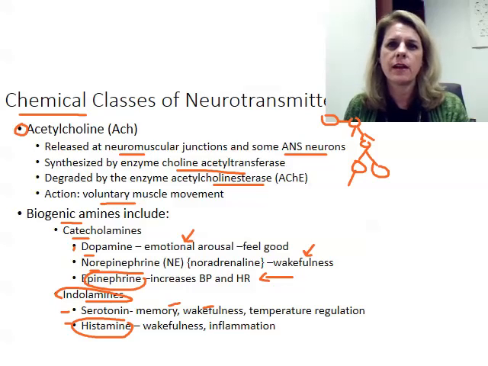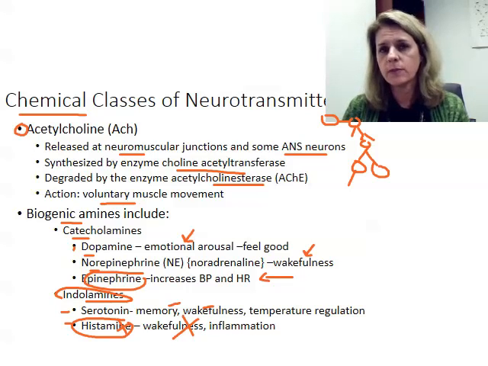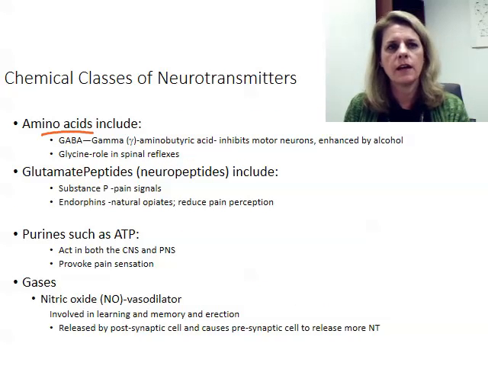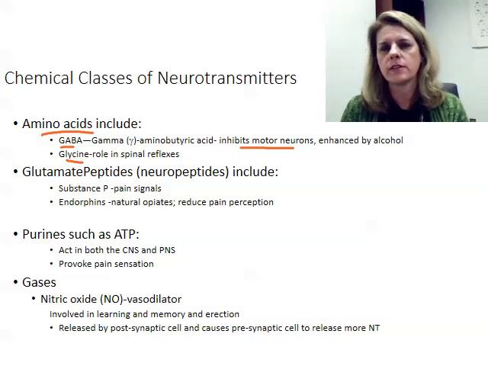So if you take something like Benadryl, which is an antihistamine, a lot of times it makes you sleepy, okay, because you're blocking the histamine's action. So those are some chemical classes. Some other chemicals are your amino acids, and for example, GABA and glycine. Now, GABA stands for gamma aminobutyric acid, but you can say GABA. And what it does is inhibits motor neurons, so it kind of slows them down so they don't get a signal to contract. So it slows down the muscle, the motor neurons to muscles and things like that.